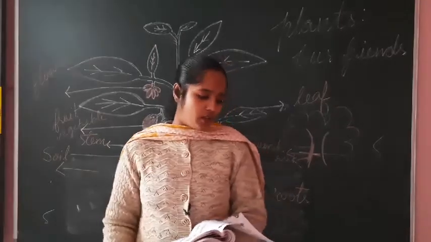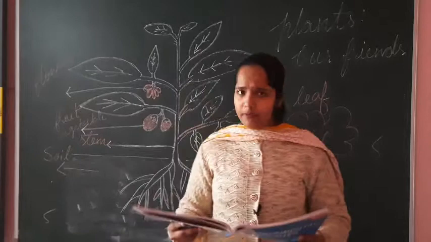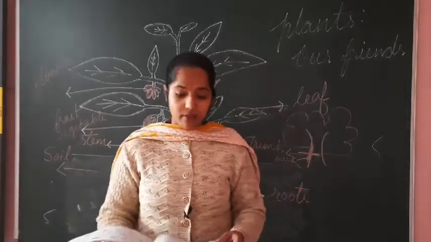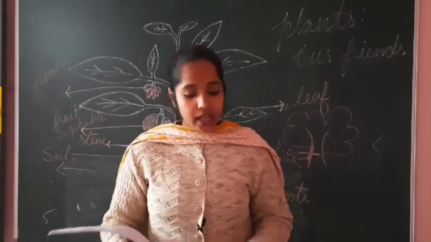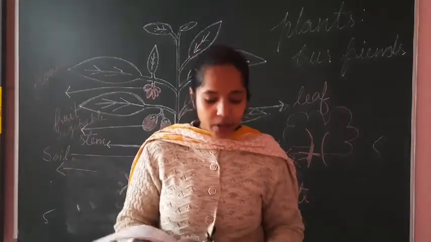Now there are some questions. Do you have a garden in your house? Yes, I have a garden in my house. Do you have one? If you have, write it down in your copy. Can you tell whether grapes are obtained from a tree, shrub, herb, climber or a creeper?